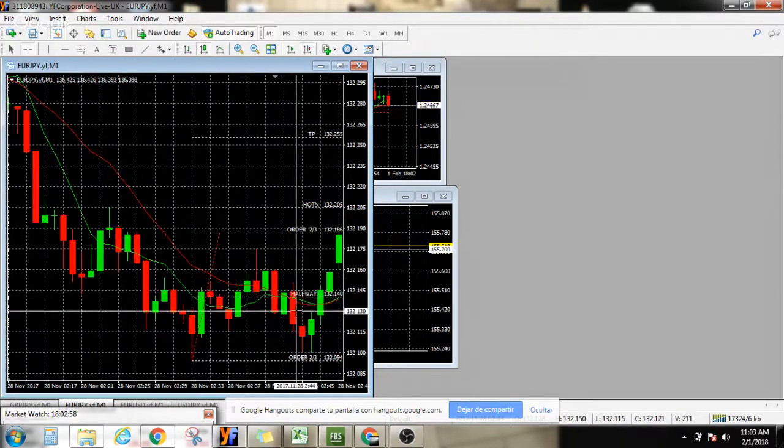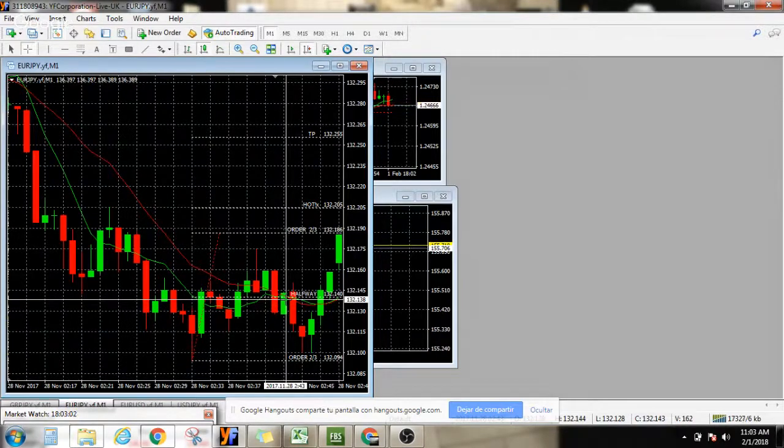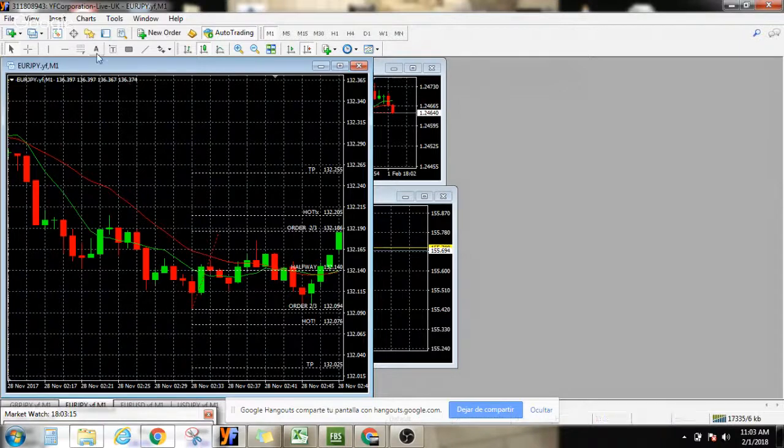Once you get the first crossover between the MA lines, you're going to take out your fibs and break out 23.6 on both sides of the 0 and the 100. That will be your stop loss. And your take profit would be the high of the cross.